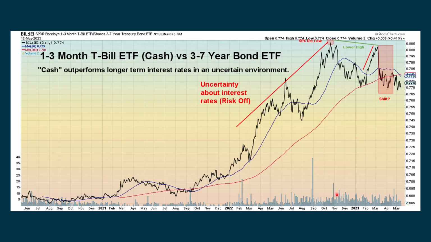Then we look at cash, which is represented by the 1 to 3 month bill ETF. And then we look at longer out interest rates, the 3 to 7 year bond ETF. When this is going down, that means things are shifting back more positive. And we've also seen a recent death cross in this ratio. When it was going up, that means there's a lot of uncertainty and they don't know what's going to happen about interest rates. The market is starting to feel a bit more comfortable about that based on this chart. And as long as this keeps going down, that could be positive for the stock market.